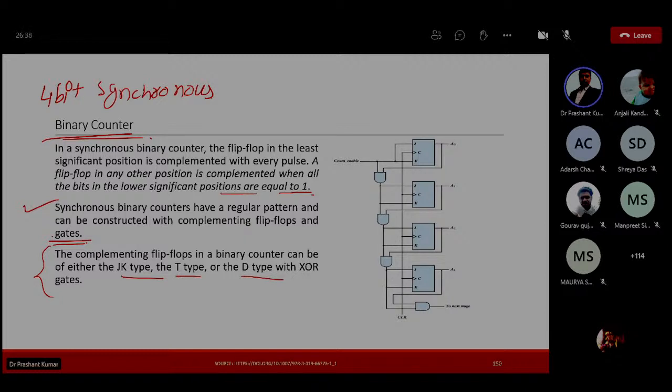Here you can see that if the present state of the counter is A3, A2, A1, and A0 equals 0, 0, 1, 1, the next state will be 0, 1, 0, 0.